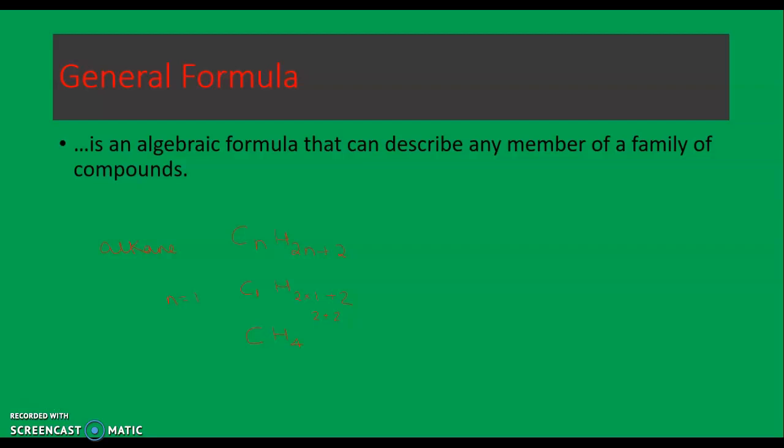So general formulas, I will be going over them when I post videos on different functional groups. I've already done a video on alcohol. You might want to look at that. So alcohol general formula is CnH2n plus 1 OH, because the alcoholic functional group is OH.